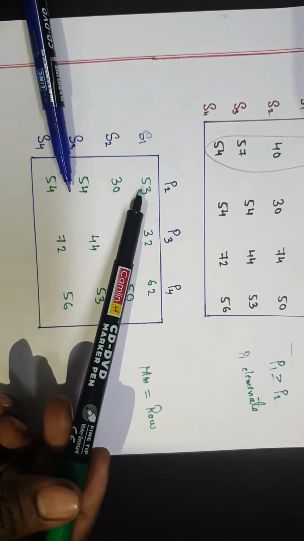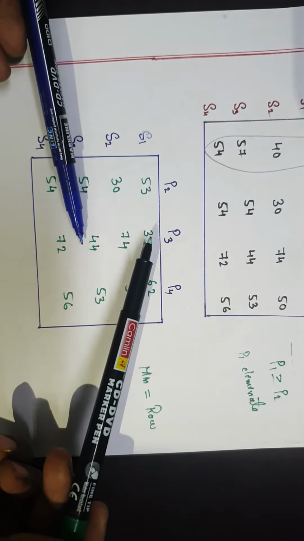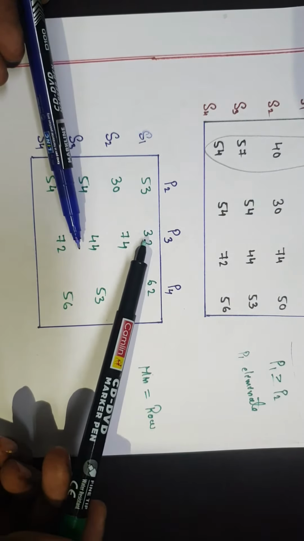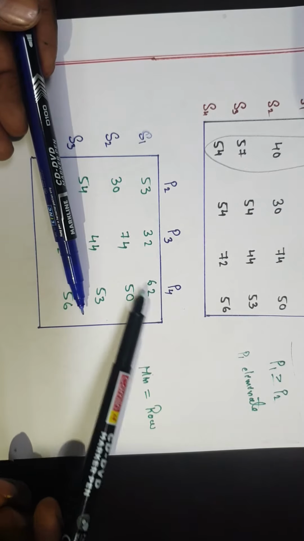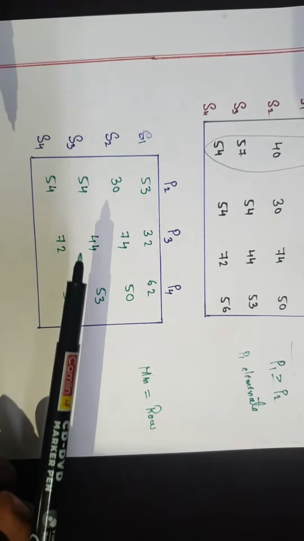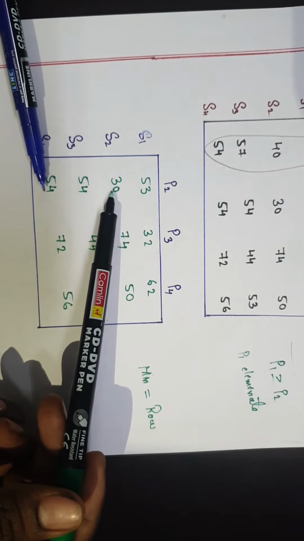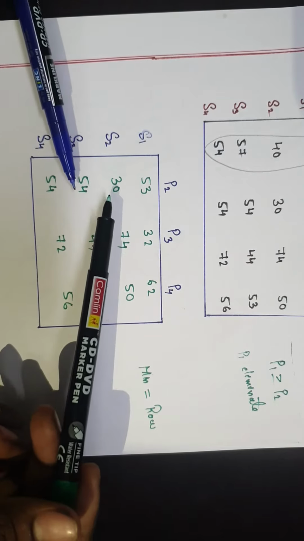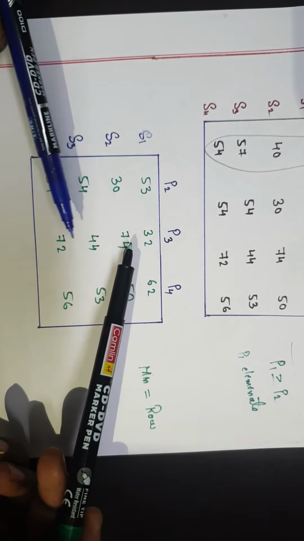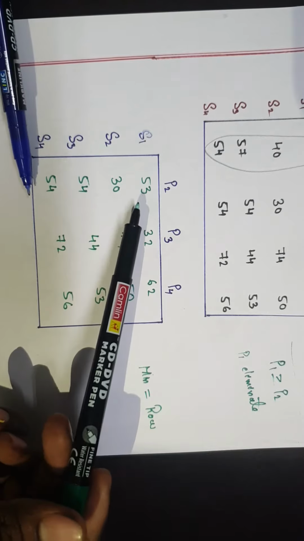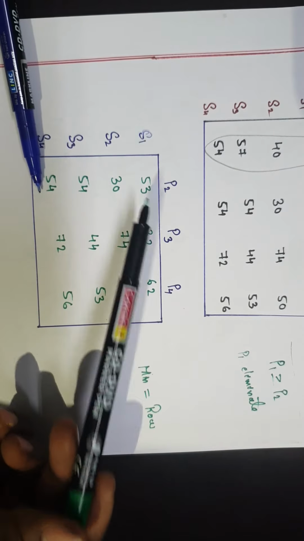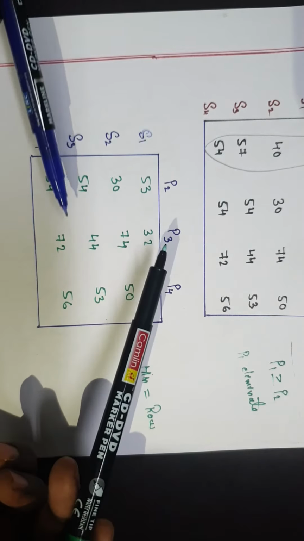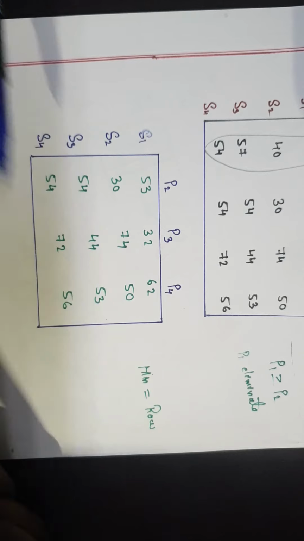If you select this one, S3 is less. Here also S1 is less, and here also S1 is less, and here S1 is greater value. So you can't select those two also. So better to select these two. If you select these two, this one is less but this one is greater. If you select these two also, this is less value, this one is less value, this is greater value.